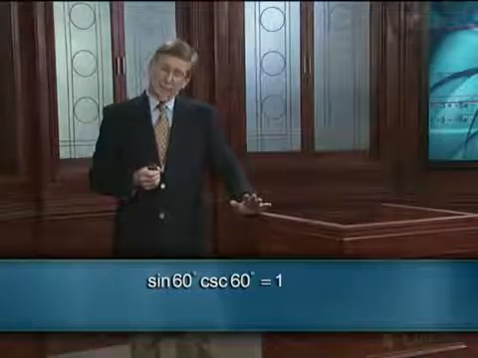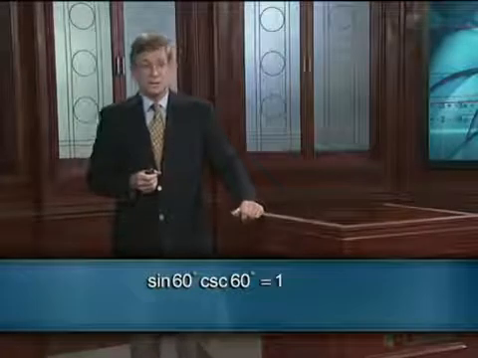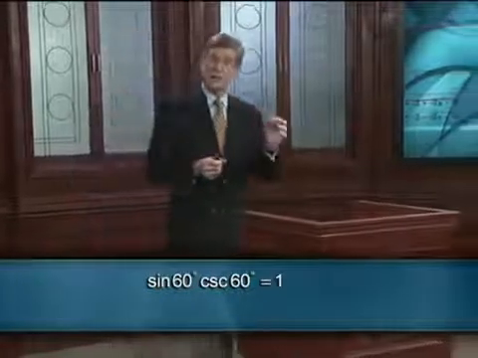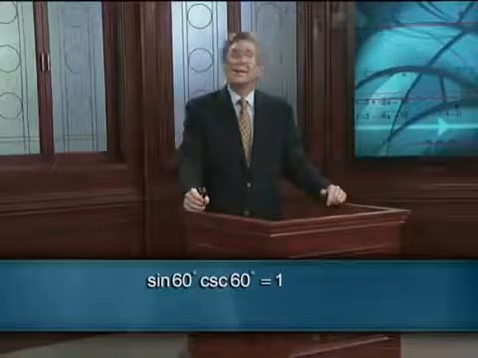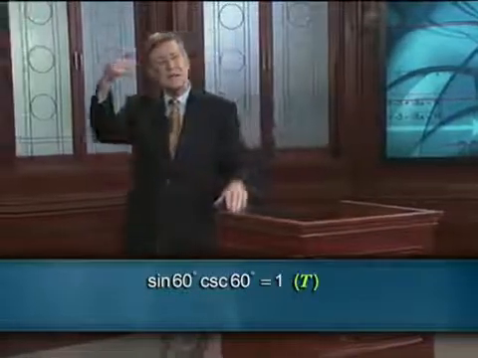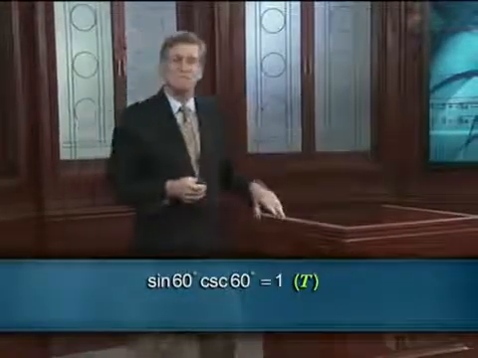Sine of some angle, 60 degrees say, times cosecant of 60 degrees. I hope I said cosecant. Sine 60 times cosecant 60. Is that equal to 1? Well, yeah, it is, because cosecant is 1 over sine, and they cancel. So that's a true statement.